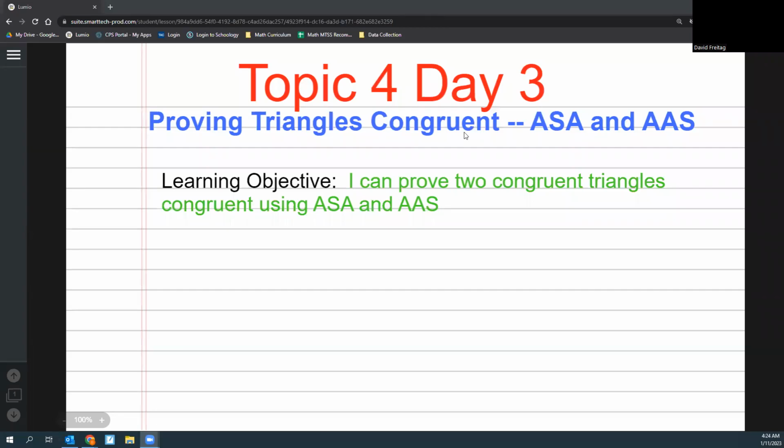Hello. Today's topic 4, day 3, proving triangles congruent using ASA, or angle side angle, and AAS, angle angle side. Our learning objective: I can prove two triangles congruent using ASA and AAS.